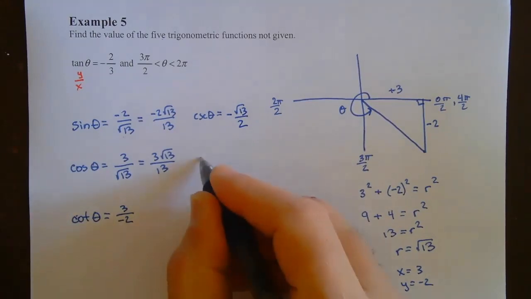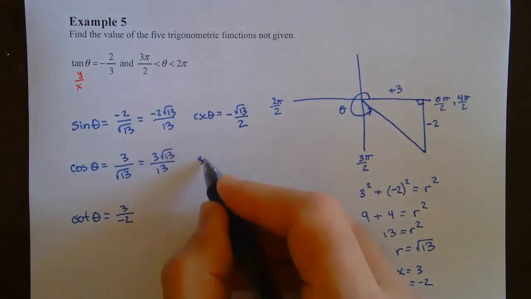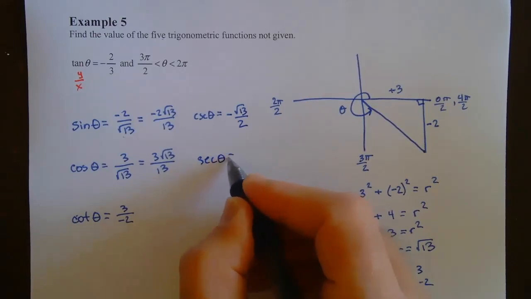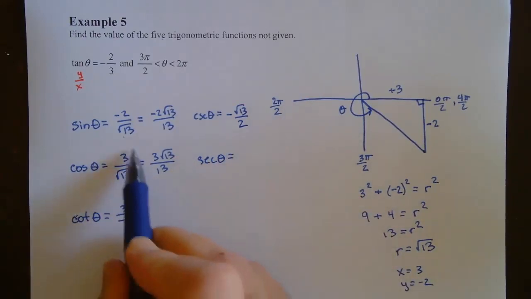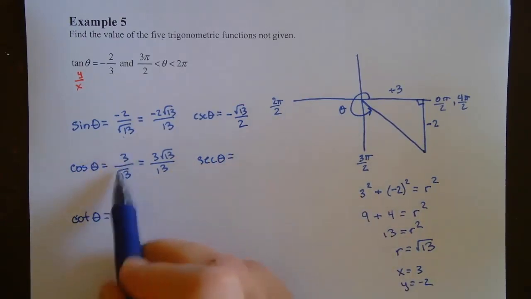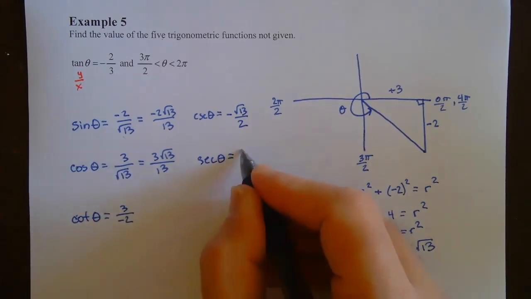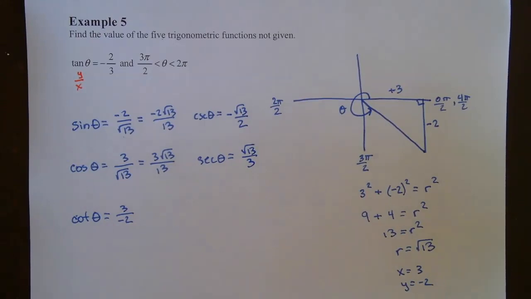Done with that one. The reciprocal of cosine theta is secant theta. Which one's better to take the reciprocal of? It's this one, because when I flip this one, the square root's going to be on top. So this would be the square root of 13 over 3. And that's secant theta, okay? All right, so there's your other 5 trig function values for angle theta.